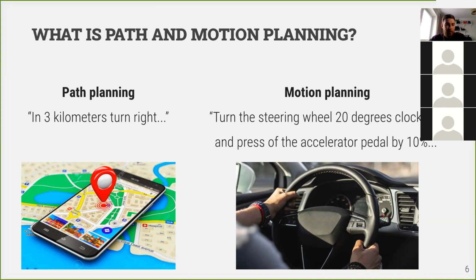Sometimes, as I said, these terms are interchanged even in scientific literature. So you always have to see and understand which one the authors are talking about. But the thing is, many path planning algorithms also solve motion planning problems. So that is why there is this interchangeability, because there are many algorithms which solve both problems at the same time. So that is why sometimes these terms are misunderstood.